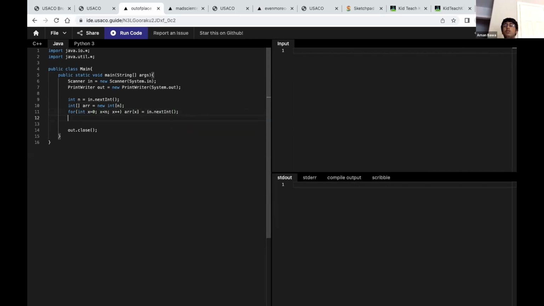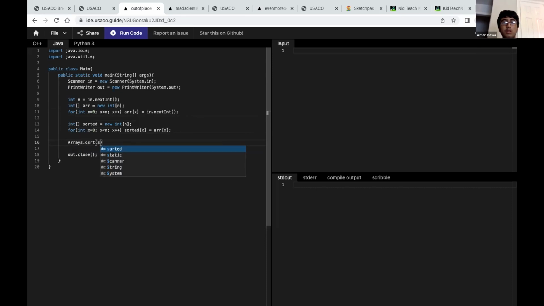Okay, so that was our original array. But we also want to find our sorted array, and then we can use that to find which spots are mismatched. So we can make a new array, and I'll call it sorted. It's still going to be a size n. And what I can do is copy the elements from the original array to sorted. And to do that, I'll do sorted of x is equal to array of x. Okay, now I can use the Arrays.sort method on sorted. And now the array will actually be sorted.